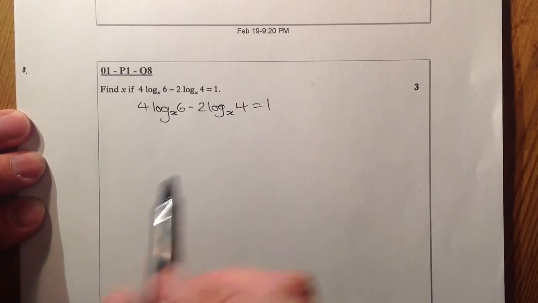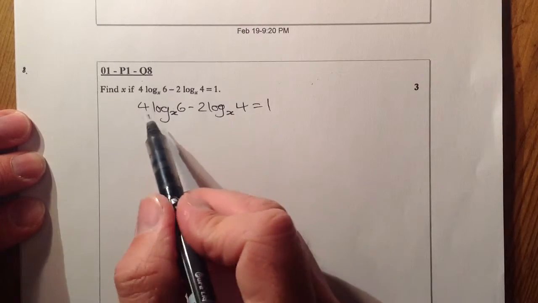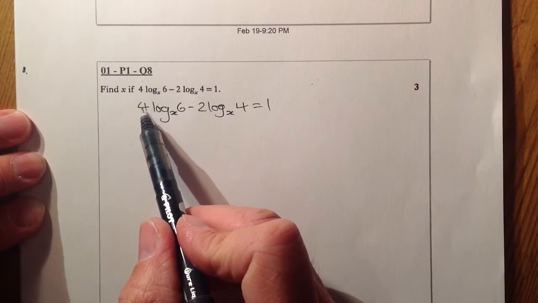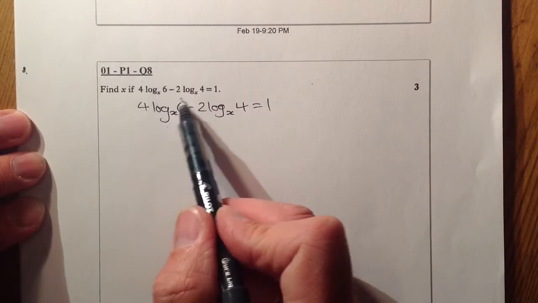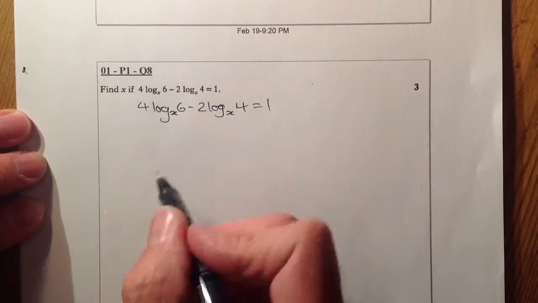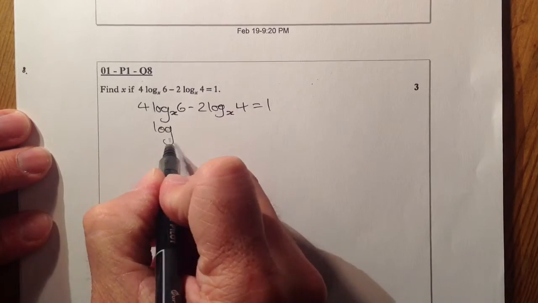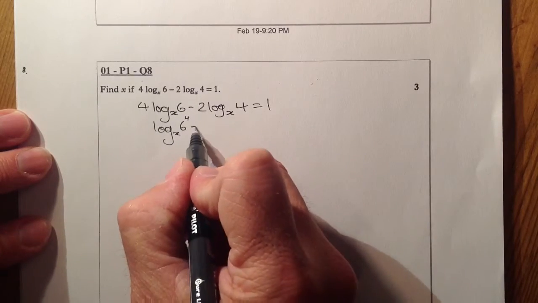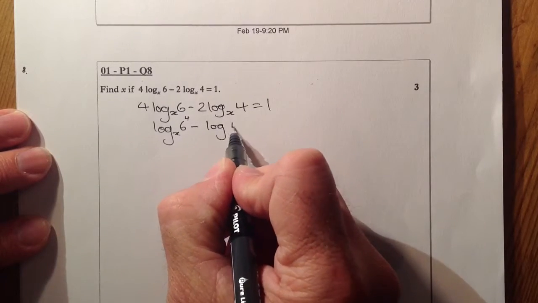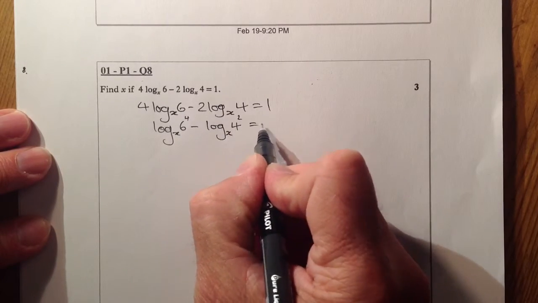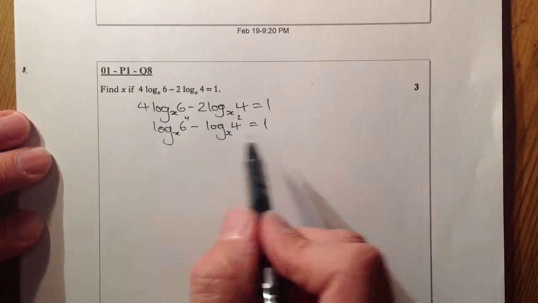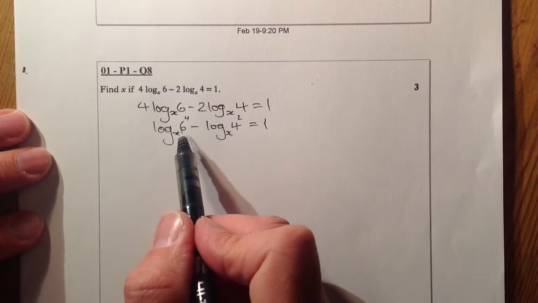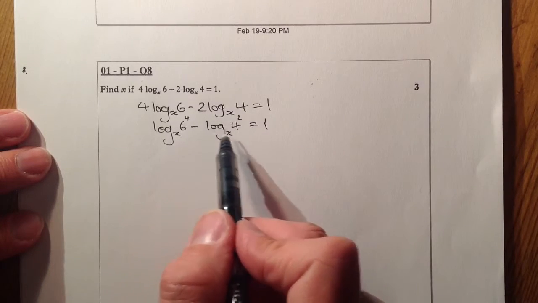Right, and let's go ahead. What we'll do first of all is try to gather these all together under the one log. So I'm going to use the power law, and take the powers up to the top there. So I've got log 6 to the power of 4, base x, minus log 4 to the power of 2, base x, and that's what we're trying to calculate. I'll use one of the other laws: when I've got a subtraction of logs, put them under one log, and it'll be that one divided by that one.